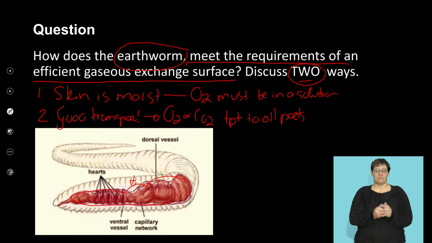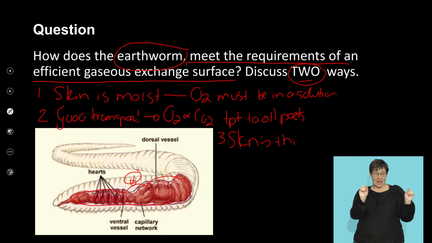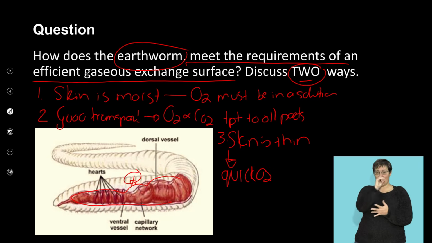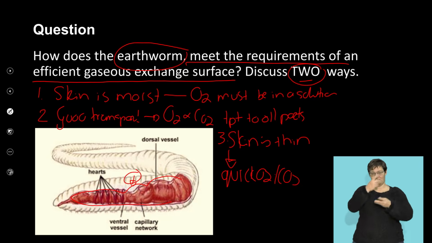Another thing you could maybe have spoken about, linking with the skin, is that the skin is thin, because that's what it is. And what do we need? Because the skin is thin and permeable, that will make sure that it's quick for oxygen and carbon dioxide to be able to gaseous exchange.